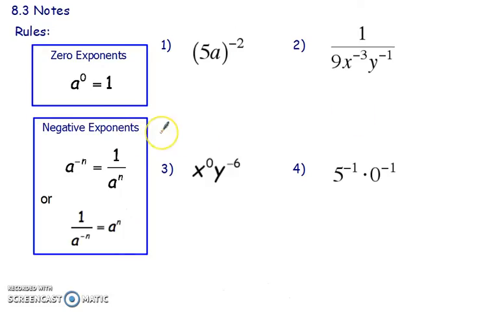So we get our two rules. Zero exponents: essentially anything to the 0 power equals 1. And for negative exponents, they make reciprocals. That also goes for any negative exponents in the denominator. If we had 1 over, and I took this a to the negative n, I made that 1 over a to the n, the positive n.